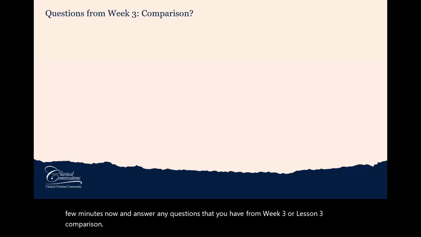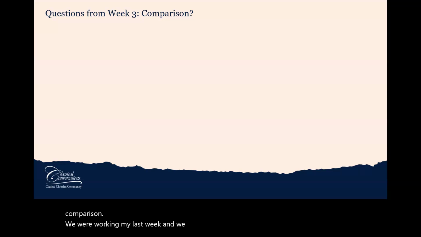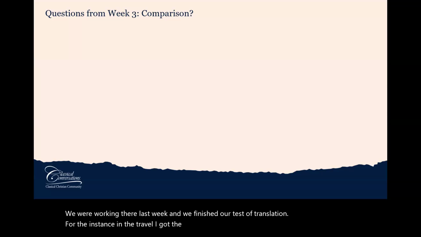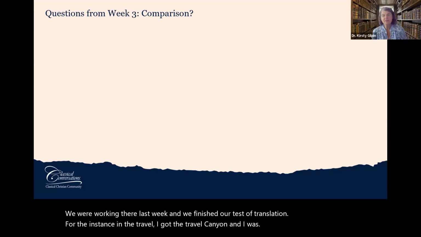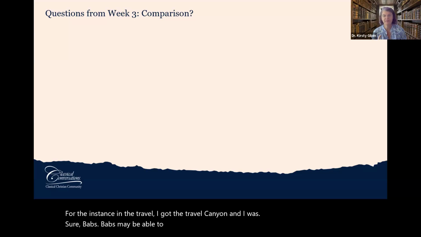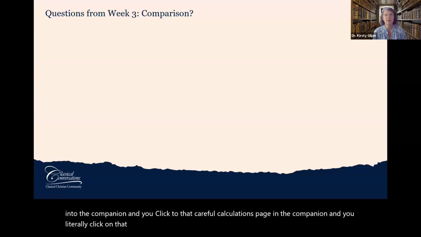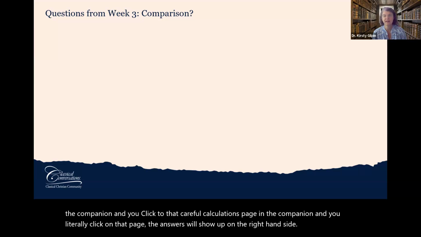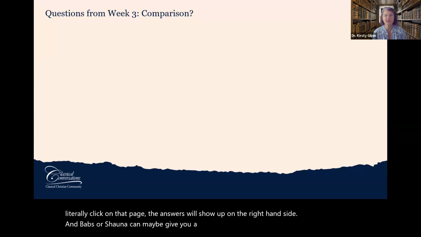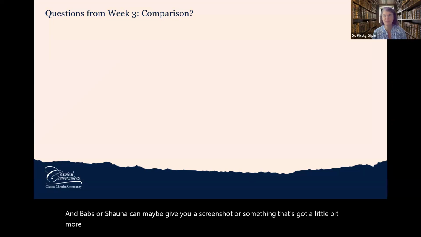We were working through last week and we finished our careful calculations, and it said to look for the answers in the companion. I was unable to find those. Can someone direct me where in the companion those are? Sure. Babs may be able to give a more complete answer. But if you go into the companion and click to that careful calculations page, and you literally click on that page, the answers will show up on the right-hand side. Babs or Shauna can maybe give you a screenshot or something that's got a little bit more depth of explanation.